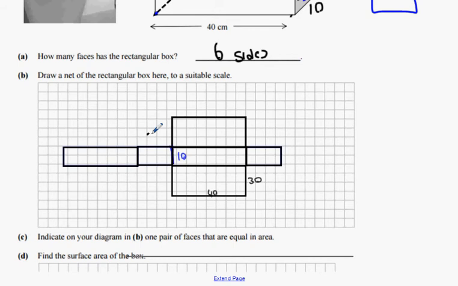Okay, now look at what each face is, okay? What's the center one? It's 10 by 40, which is 400. That's 400, yeah? This one is 30 by 10, which is 300. This one here is 30 by 40, 1200. I'll just get rid of the mini measurements for a minute. And then this one here, 300 as well. And this one here, 400. And you add them all together, don't you?